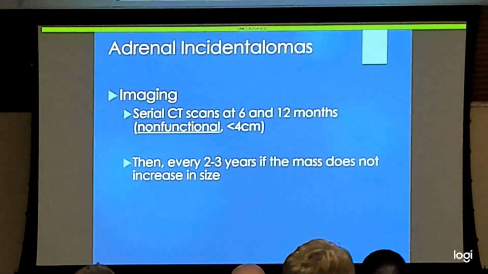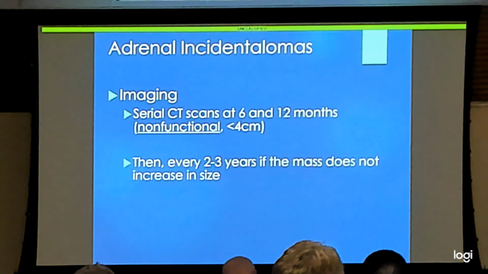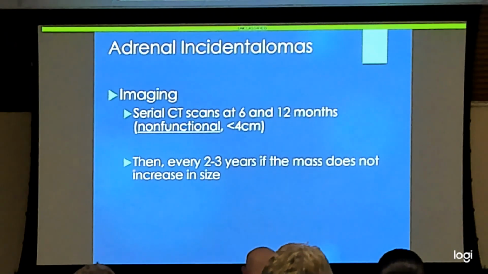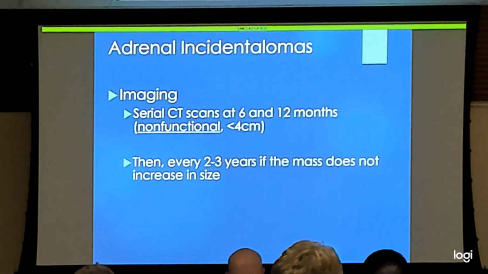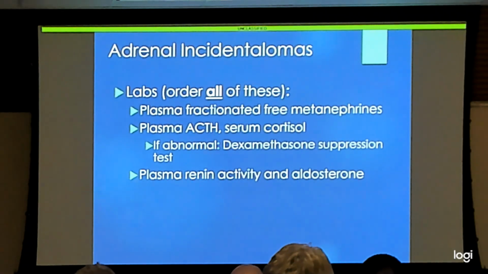All right, so then you have to image him. So imaging at 6 and 12 months, if it's non-functional. Remind me from back in lesson 1, what does non-functional mean? Not secreting anything, exactly. So if one of these is being secreted, boom, you go down that treatment path for whatever one it is, right?